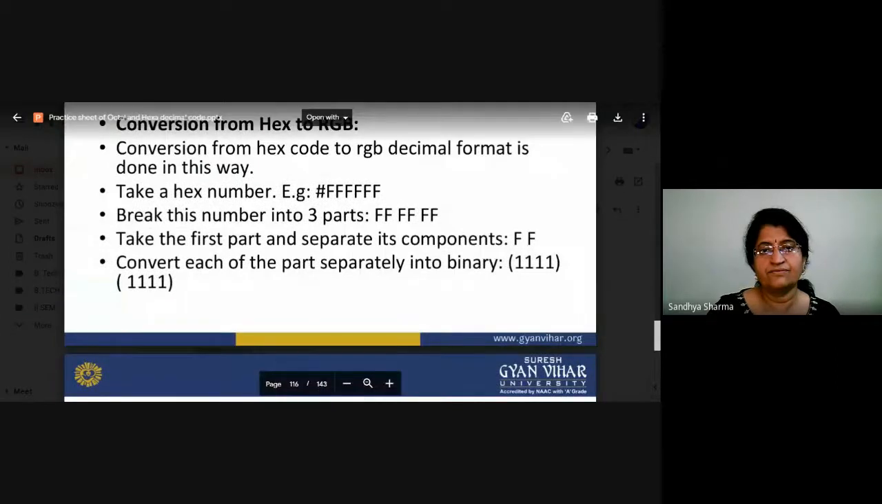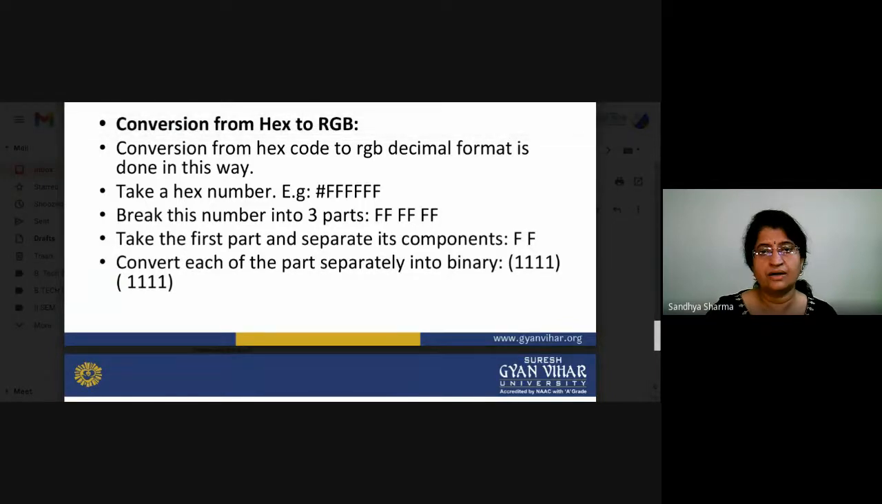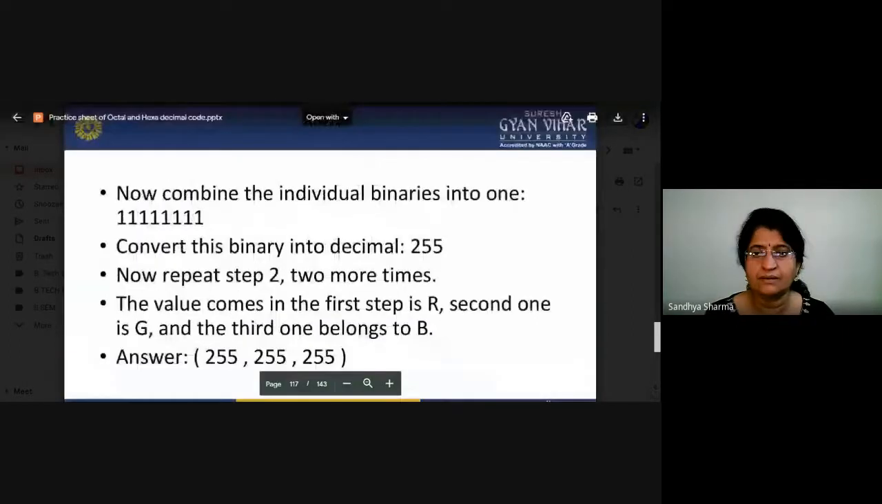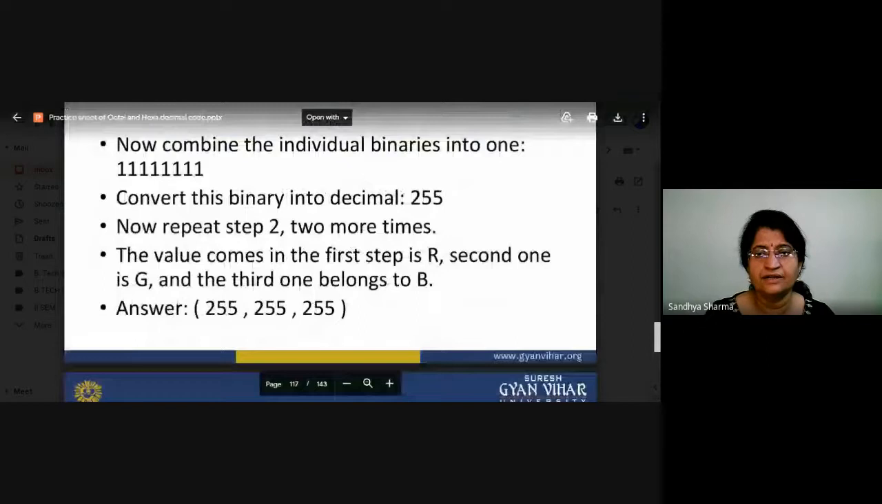Now conversion from hex to RGB. If you are given the hex code, take the first part and separate its components. Convert each of the parts separately into binary, then combine the individual binaries into one and convert this binary into decimal. Now repeat the steps two more times. The first value is R, the second one is G, and the third one belongs to B. So that is 255, 255 and 255.